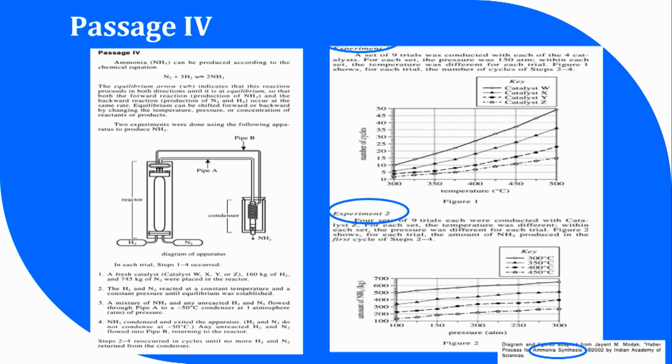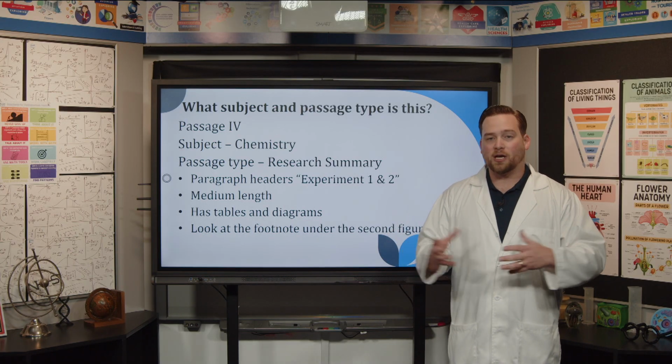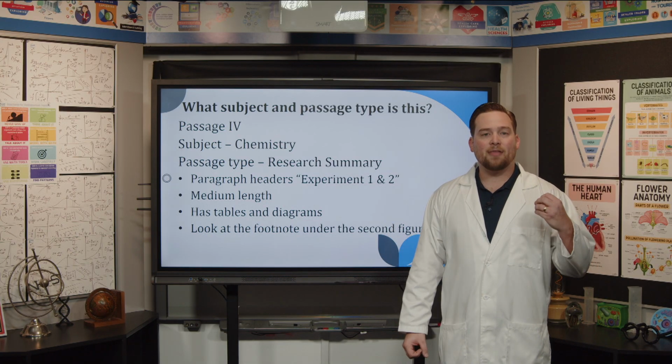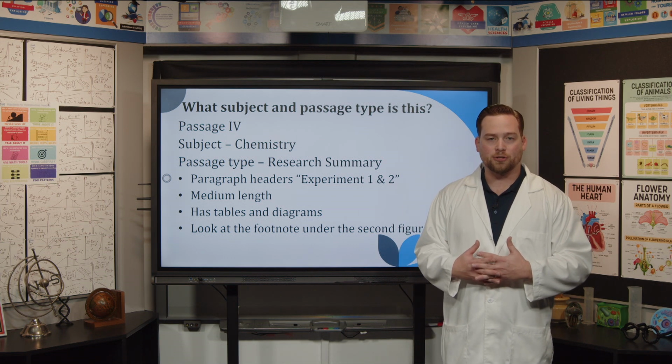So let's see what we came up with for passage 4. Passage 4, the subject here is chemistry. Again, the footnote was talking about ammonia synthesis, so making ammonia. That's a chemical equation that's happening probably. Okay, and then the passage type here is a research summary. How did we know that it was a research summary?